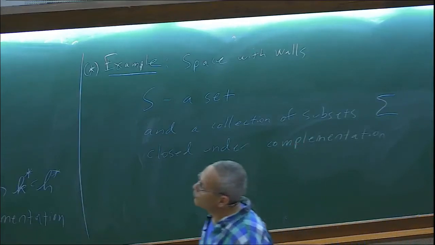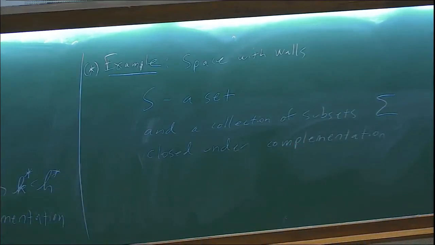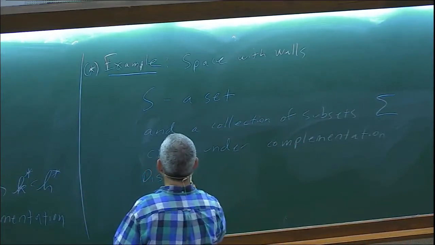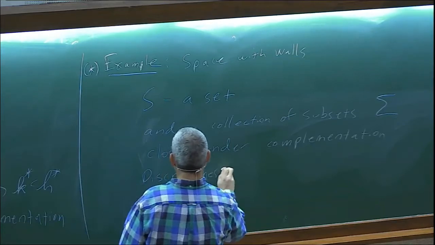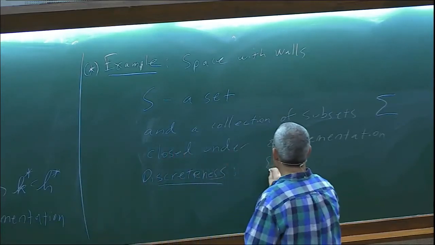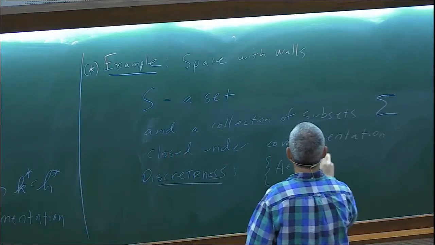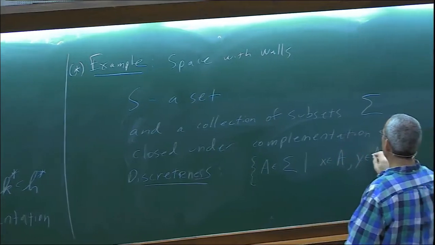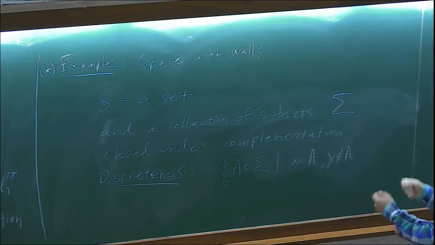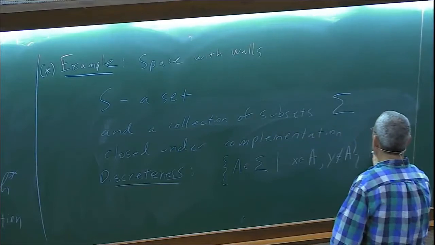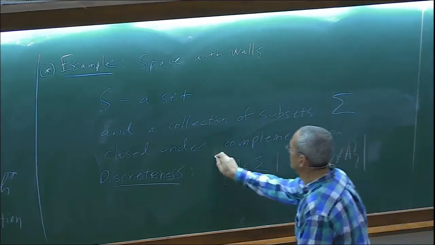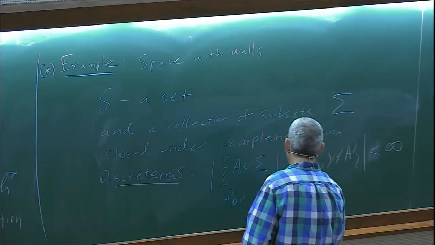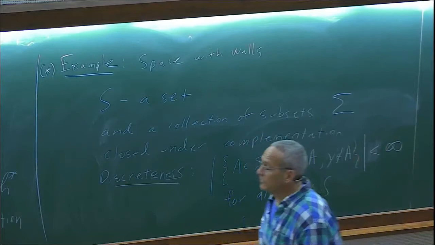And oftentimes we'll want this discreteness, so will be a discrete PoC set. So this discreteness in this setting means that the set of all A in sigma such that X is in A and Y is not in A, okay, take 2 points, is finite. This is finite for all X and Y.